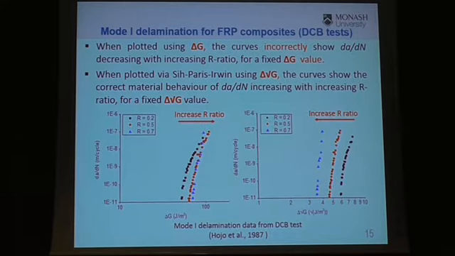We can see the plot at the left-hand side is dA/dN plotted against the delta G term, and the right-hand side is dA/dN plotted against the delta square root of G. From the left-hand side, with increasing R ratio the delamination growth rate will decrease for the same delta G. But by plotting the same information with the Paris-Irwin solution, delta square root of G, we can see the blue dots is R 0.7, which means the highest R ratio will grow faster than those with lower R ratio.